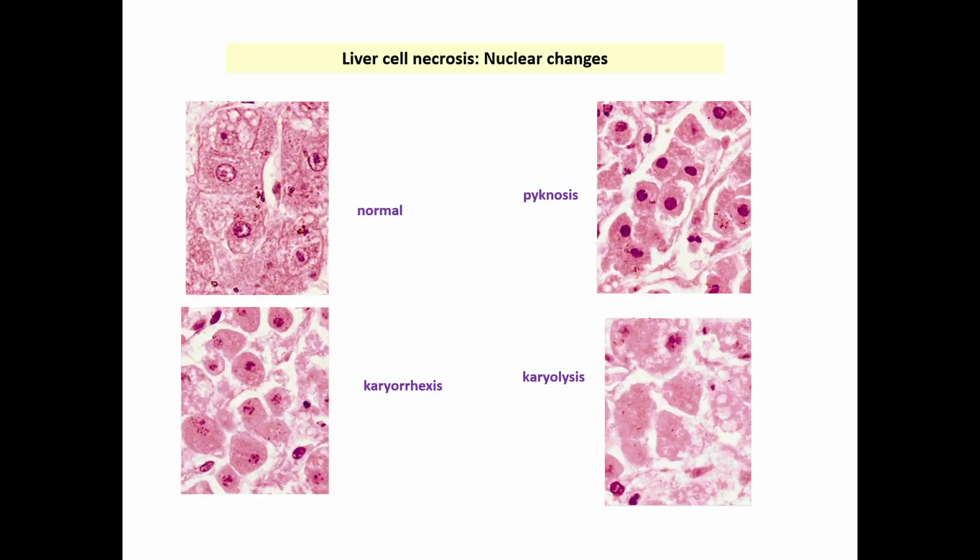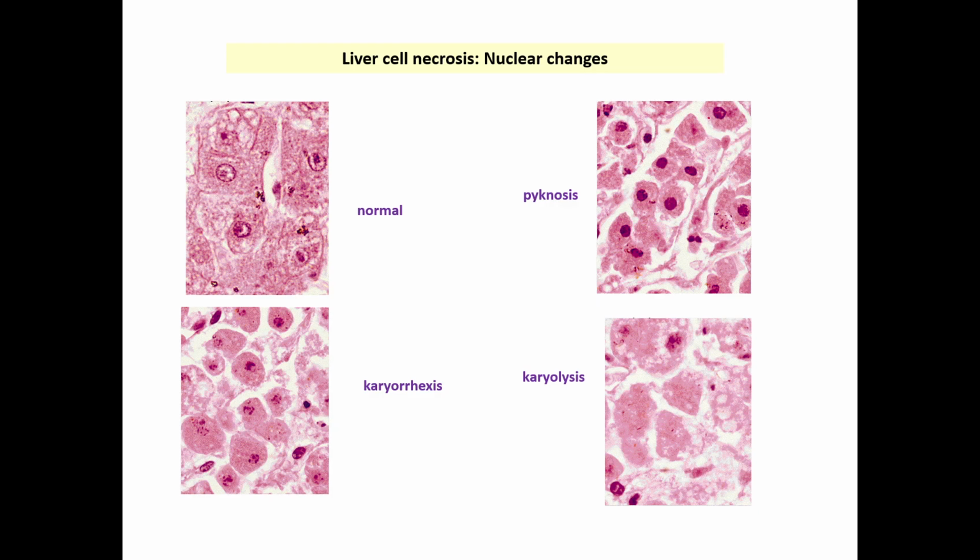Liver cell necrosis. Here we see the multiple sections representing the nuclear changes that occur in necrosis. We have the upper left, this is the normal cells from the liver or hepatocyte with vesicular nuclei. The nucleoli is present, chromatin material inside the nucleus. The lower left is the karyorrhexis, which is fragmentation of the nuclei. The cell becomes swollen and its nuclei fragmented.